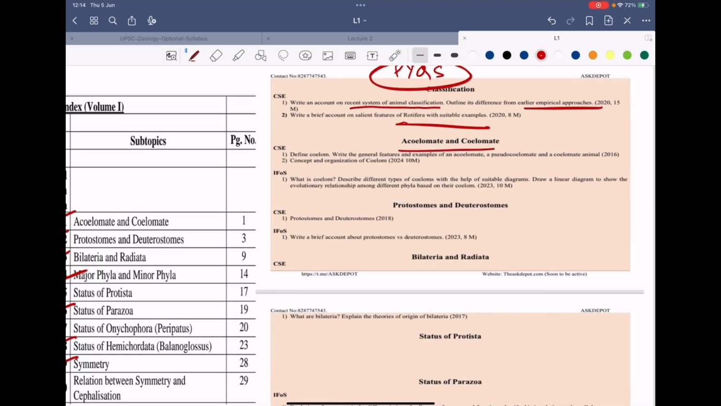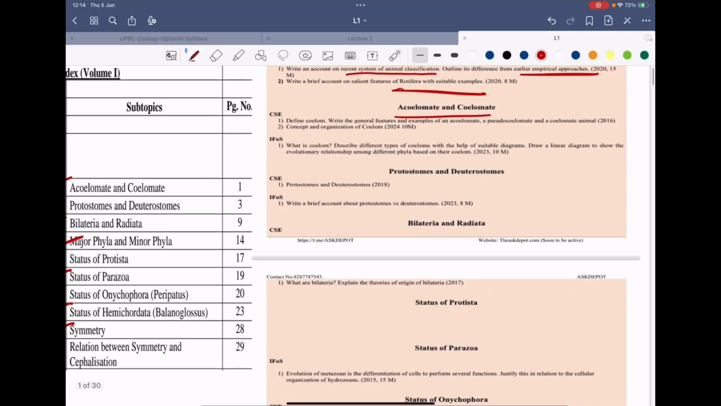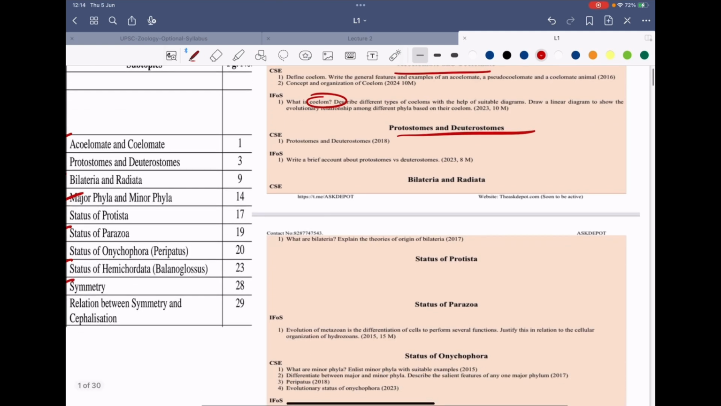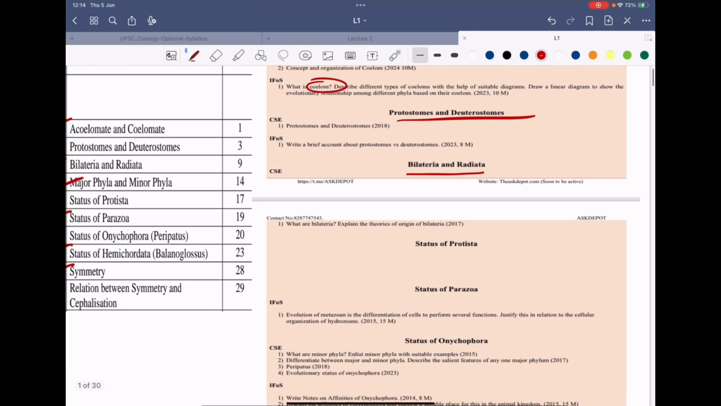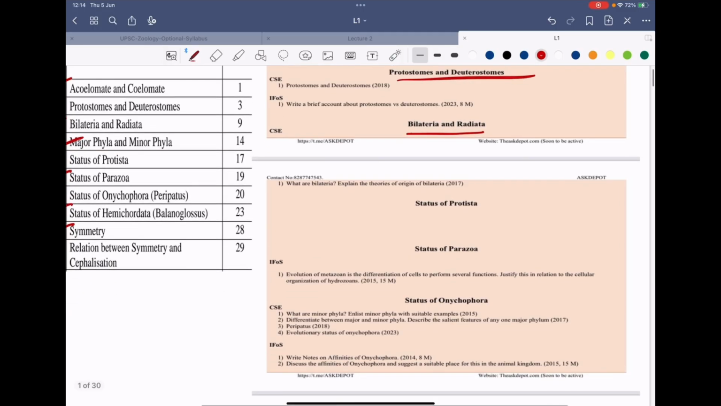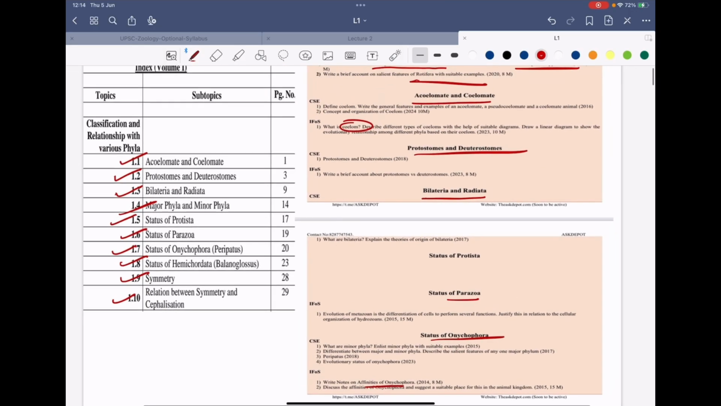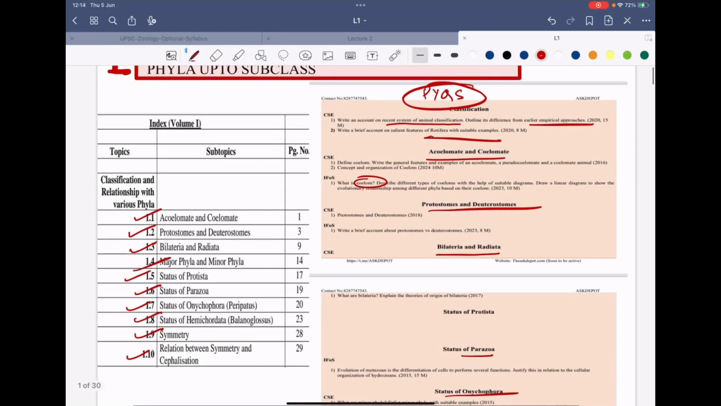Then there is a question about Acoelomata. There are questions related to coelom, protostomes and deuterostomes, bilateria and radiata. Then also regarding the Parazoa, status of onychophora, and affinities of onychophora. So this is a general overview of what the questions are like and from which portions the questions come. Almost all the topics have been covered from the syllabus, so yes, you can expect questions to come from these topics in future too.